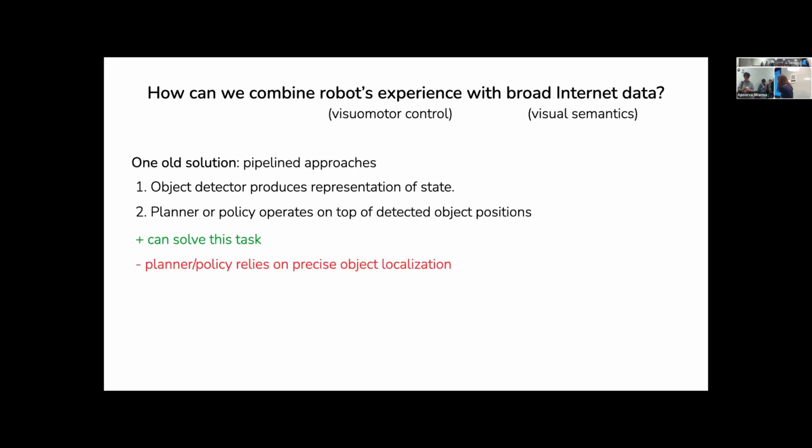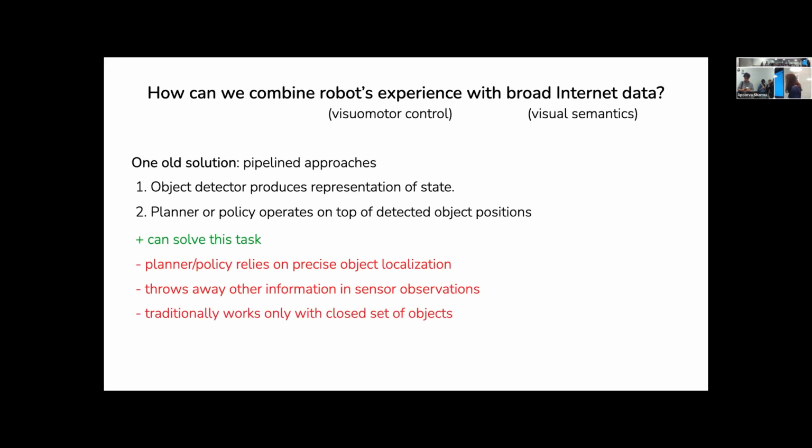But the downside is that first, the planner or the policy is going to rely on very precise localization of the object by that first object detector. It's also going to throw away other information in the image and the sensory observations that might be useful for solving the task. And lastly, traditionally, object detectors only work with a closed set of objects because they're detecting objects from a fixed set. Now, fortunately, modern VLMs already address this last point very readily and can detect objects with open vocabulary descriptions of the objects.